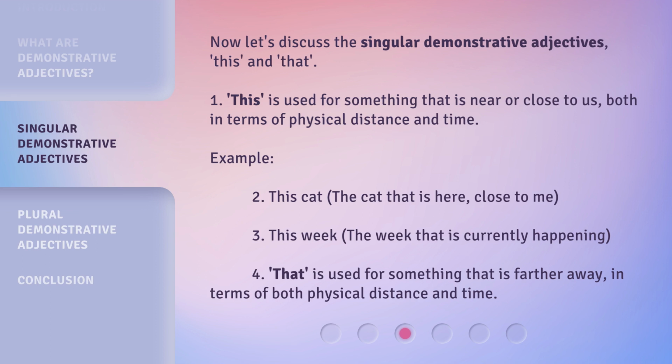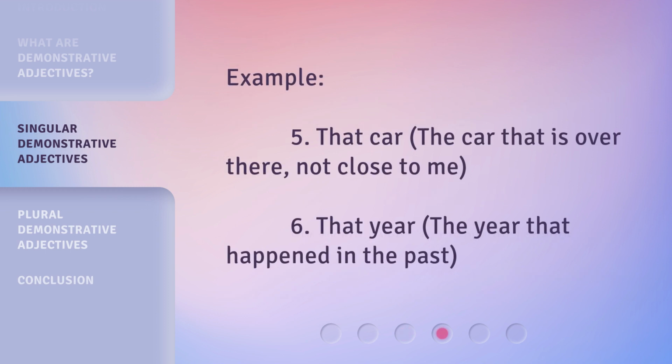4. That is used for something that is farther away, in terms of both physical distance and time. Example: 5. That car, the car that is over there, not close to me. 6. That year, the year that happened in the past.